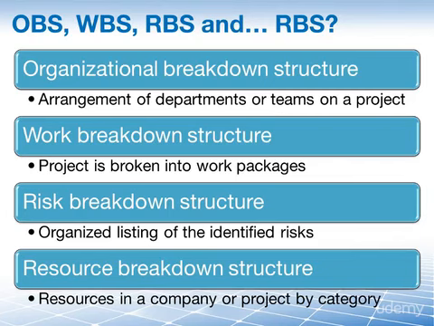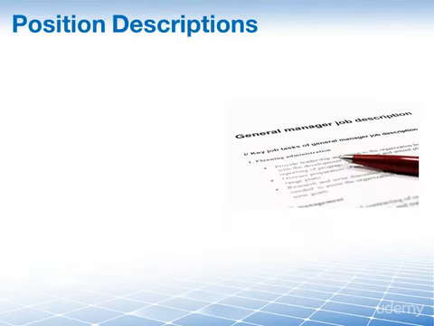So in review, we have the OBS that lists teams. We have the WBS that lists deliverables and work packages. We have the risk breakdown structure that shows us the risks, and the resource breakdown structure that lists types of resources. As you can see, there's a lot of BS going on here. Remember, we're still talking about our first tool and technique, organizational charts and position descriptions.